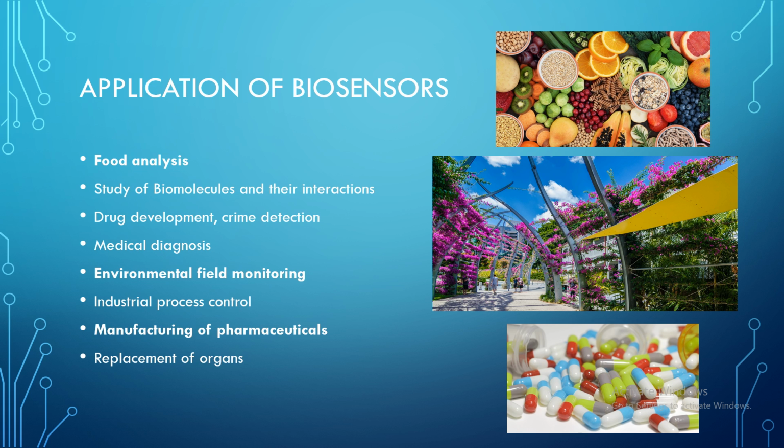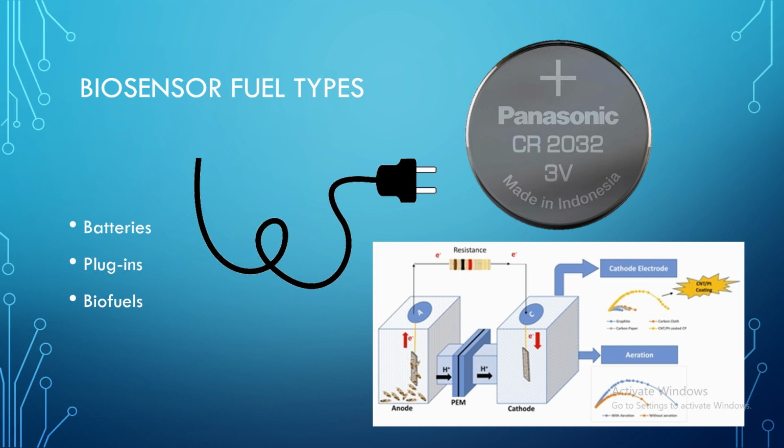Applications of biosensors are numerous. For example, it can be used to analyze food, study biomolecules and their interactions, drug development, crime detection, medical diagnosis, environmental field monitoring, industrial process control, manufacturing of pharmaceuticals, and the replacement of organs.